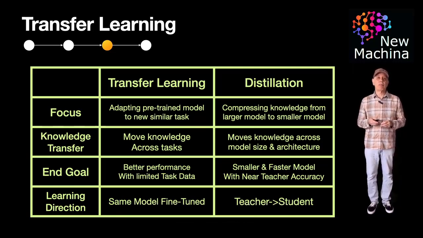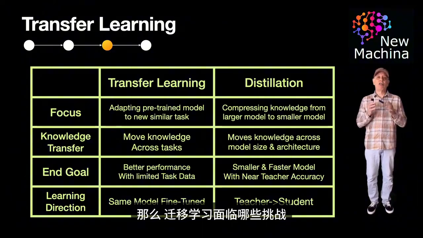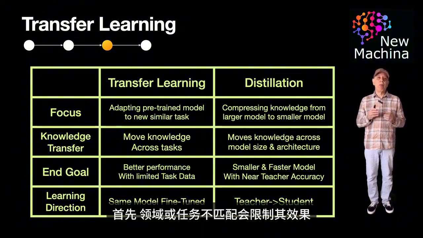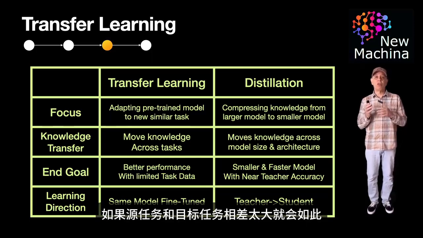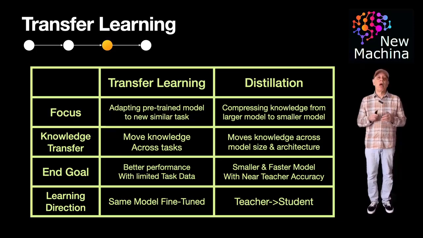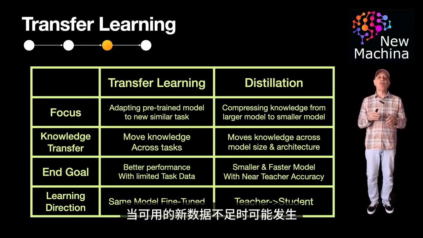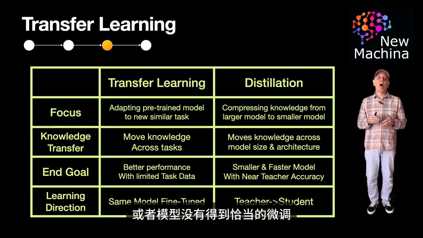So what are some of the challenges of transfer learning? Well, domain or task mismatch can limit effectiveness if the source and target tasks are too dissimilar. Another challenge is overfitting. This can occur if there's not enough new data available or if the model is not properly fine-tuned.